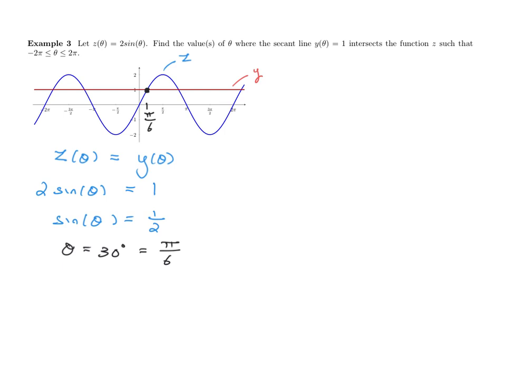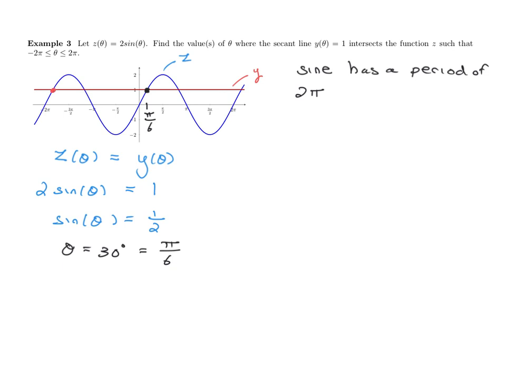Now, there's 1, 2, 3 others. How do you figure those out? I'll put as a fact that sine has a period of 2 pi. And that means if you add or subtract 2 pi from any point, you end up back where you started. So 2 pi is, if you add it, it will take you to this spot here. I don't care about this point because it's outside of our interval, but if you subtract 2 pi, you get this spot right here. So let's find that one.